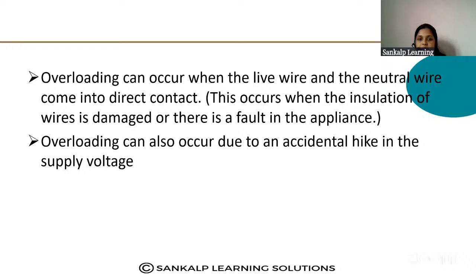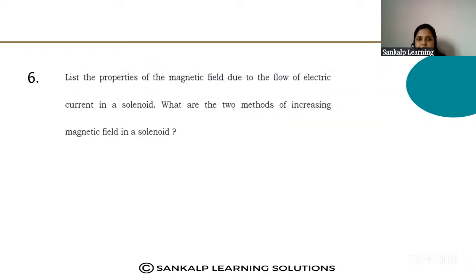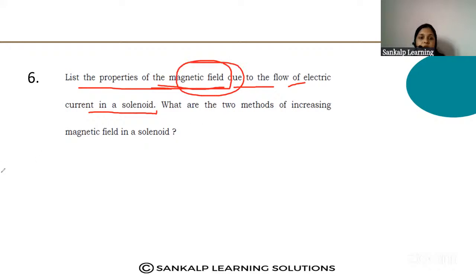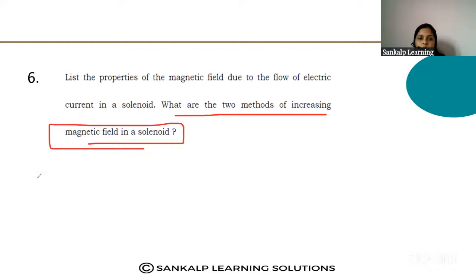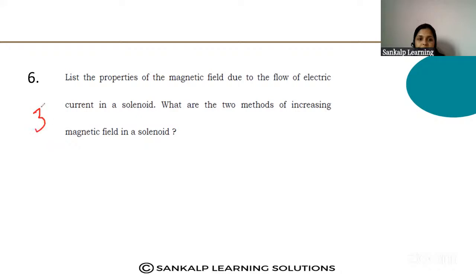Okay, next question. List the properties of the magnetic field due to the flow of electric current in a solenoid. What are the properties of the magnetic field when current flows through the solenoid? What are the two methods of increasing the magnetic field in a solenoid? How can we increase the magnetic field? This can be asked as a 3-mark question.